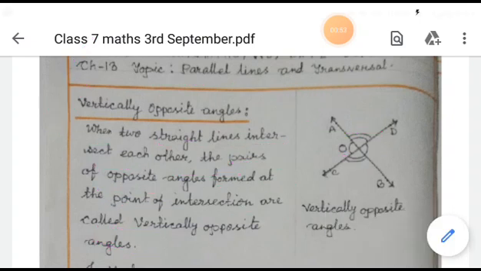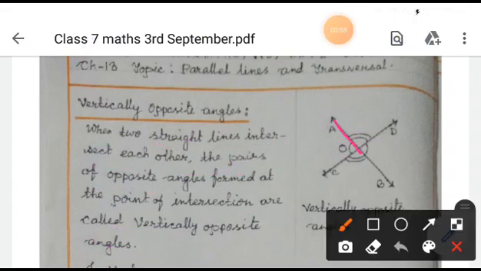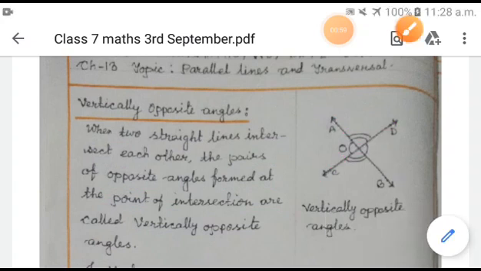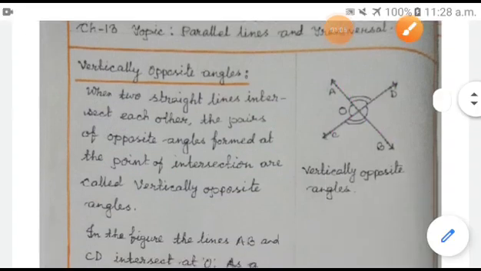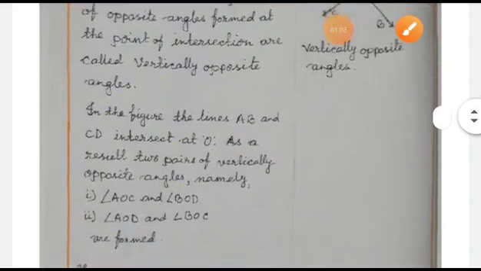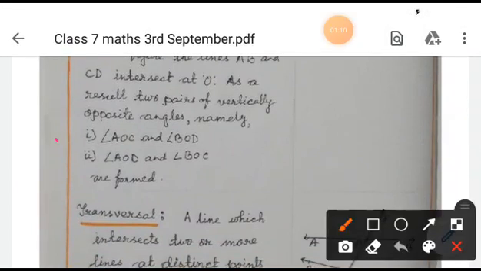So here we can say that angle AOD is vertically opposite to angle COB, or we can say that angle AOC is vertically opposite to angle DOB or BOD. Okay children, so this is vertically opposite angles. The two pairs of vertically opposite angles are, as I have told, angle AOC and BOD, and number 2, angle AOD and angle BOC.